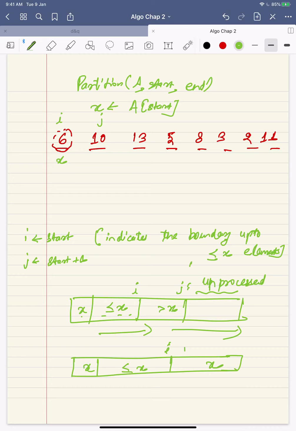And at the end, you will simply swap these. This element is anywhere less than or equal to x. So x comes here after you swap, and all of this will become less than or equal to x, and this is x. That's how the algorithm will proceed.